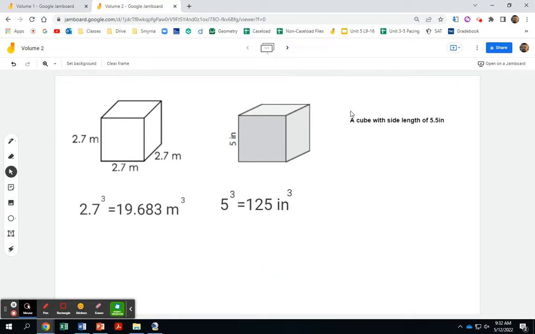All right, so the next one, it doesn't even have a picture, but you know the cube side length is 5.5. So all the side lengths on that cube are 5.5. So this time you're going to do 5.5 cubed. And we're going to see what that equals.